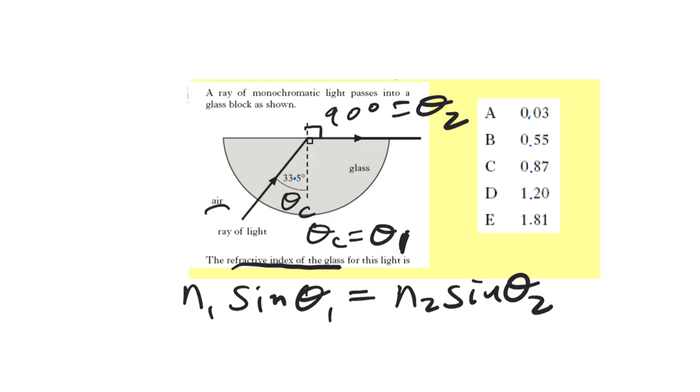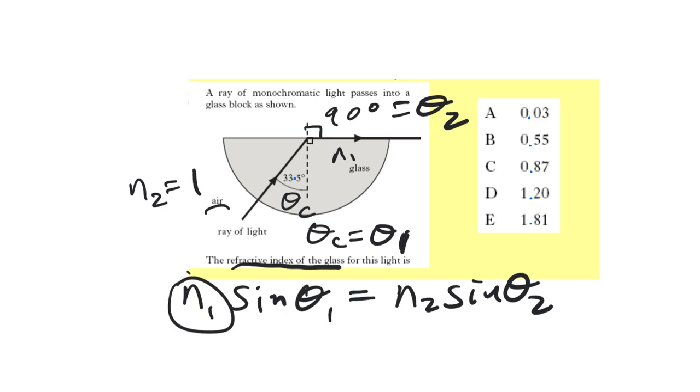And this is air, so n2 equals 1. So we're looking for n1. We're looking for n1, the index of refraction of glass. They call it the refractive index. Same thing.